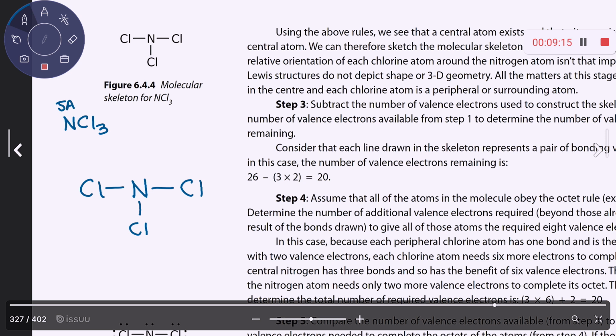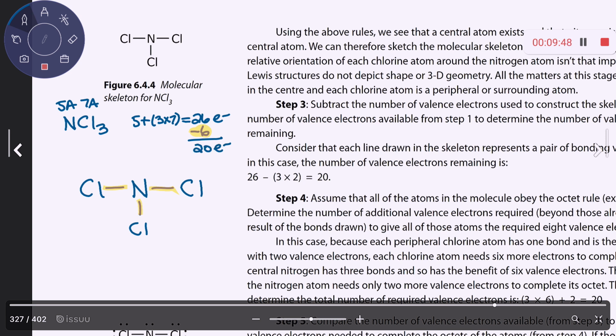Nitrogen is in 5A, chlorine is in 7A. So I have 5 valence electrons for nitrogen plus 3 chlorines in 7A. So this is 21 plus 5. So we have 26 electrons to work with. When I drew in my single bonds, I used 6 electrons total because there's 2 in each bond. So I need to subtract the 6 electrons that were drawn, and that leaves me with 20.